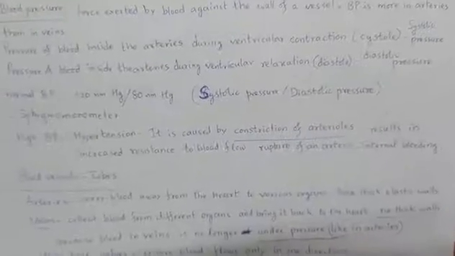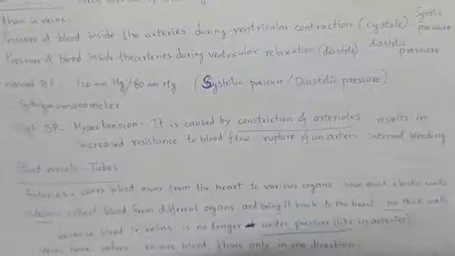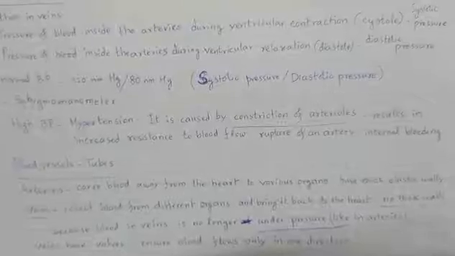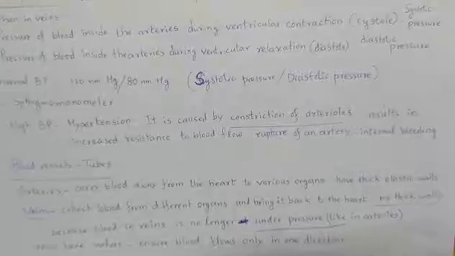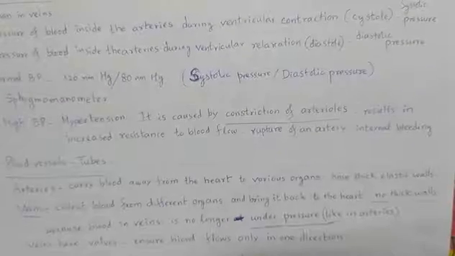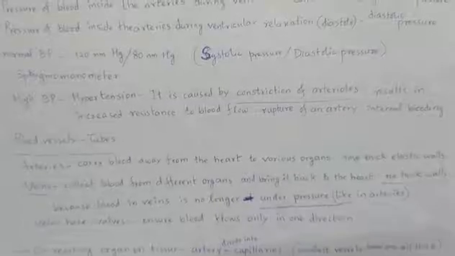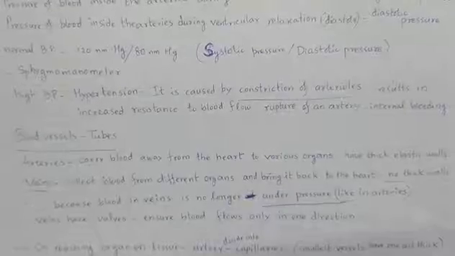For a healthy human being, the normal blood pressure should be 120 mm Hg by 80 mm Hg. 120 mm Hg is systolic pressure and 80 mm Hg should be diastolic pressure for a healthy human being. If it increases, it is known as high BP. If it decreases, it is known as low BP.